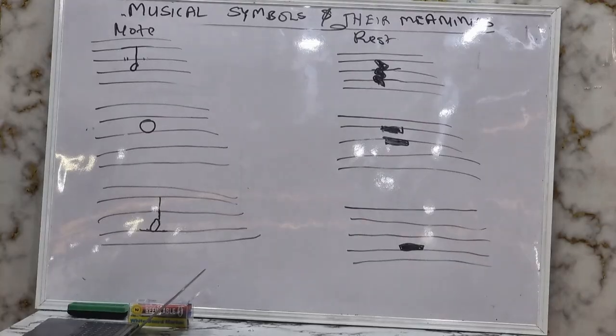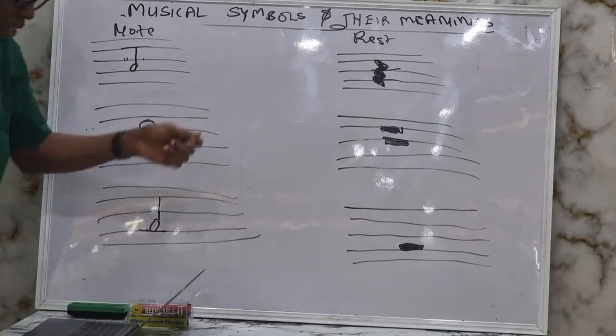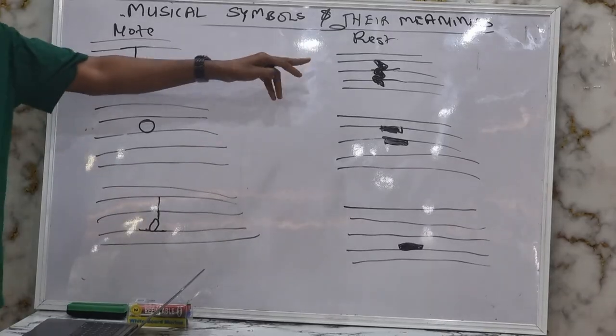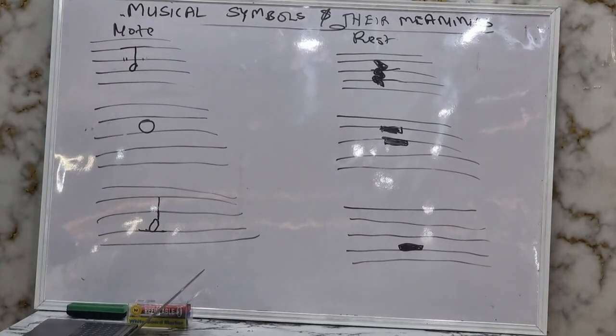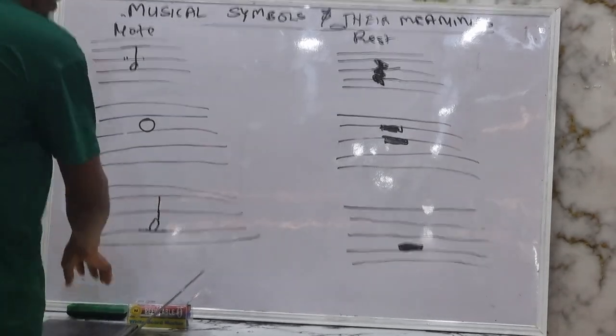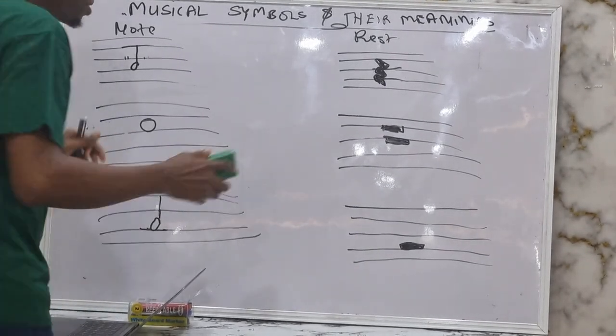So when you see this, it's telling you that you have a rest for the value of the crotchet. How many beats is the crotchet? One beat. You will see that a lot.